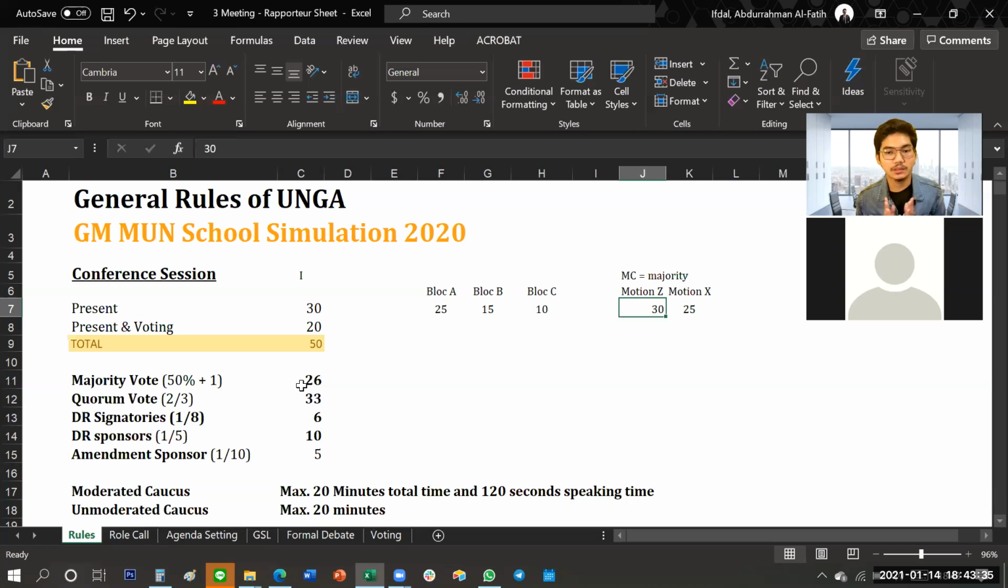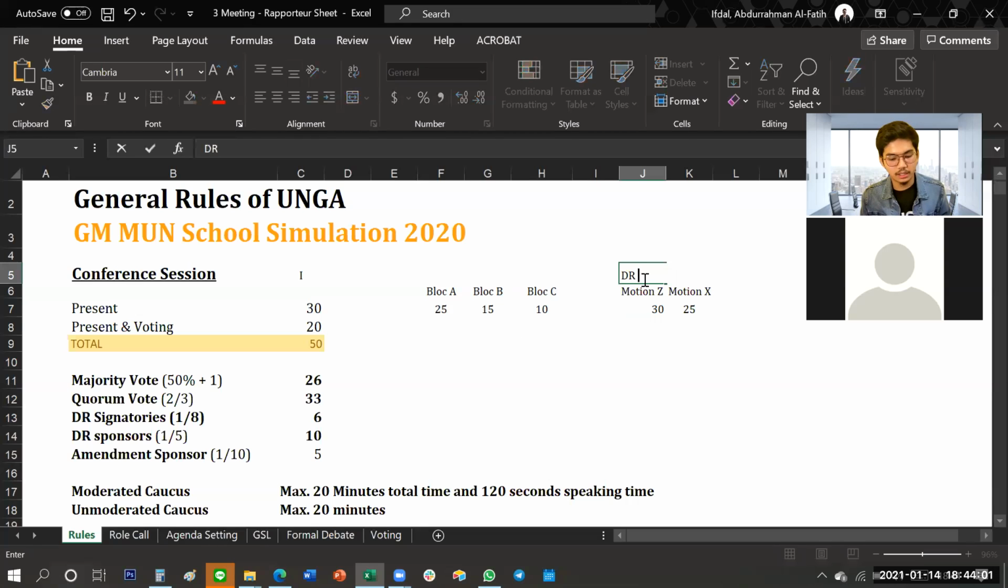Okay, so that's for the majority vote. For the quorum vote, again, it's a two-thirds vote of the total delegates who are there. Not only those who are present, but also those who are present and voting. So everyone that is in the session at the time, the calculation will be based on that number. For example, we will vote for 3 draft resolutions. So for DRs, remember we use quorum. There are DR1, DR2 and also DR3.